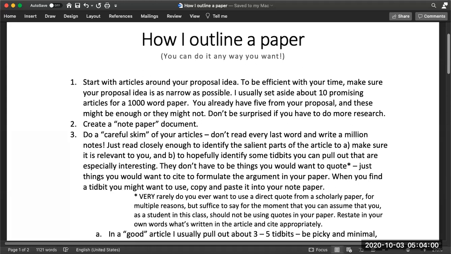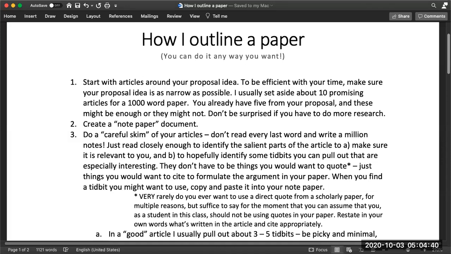So what you're gonna do now is a careful skim of your articles. You don't want to read every last word and write a bunch of notes on them. It's just going to be too much. What you're gonna want to do is scan for the most salient bits. Make sure that you understand the concepts of what's going on in the paper, what the experiment was about, if there was an experiment. Just make sure that you know enough about the paper to be able to intelligently skim it. And then start pulling out some tidbits.